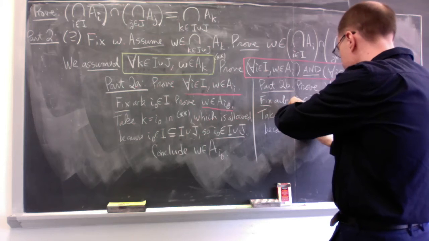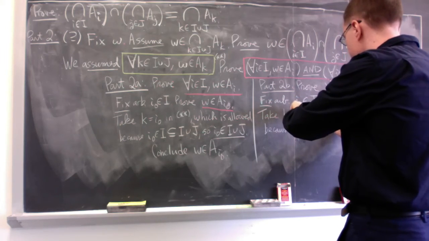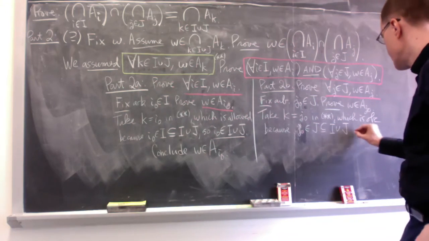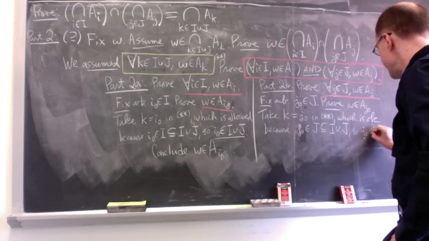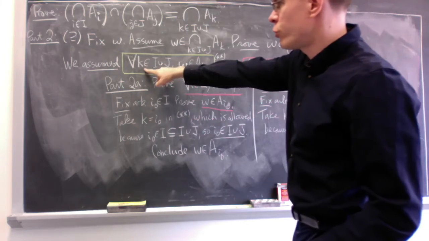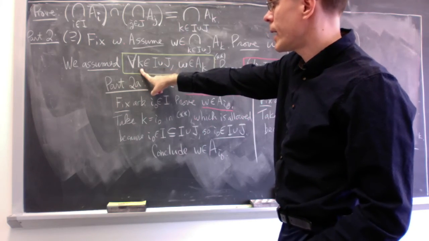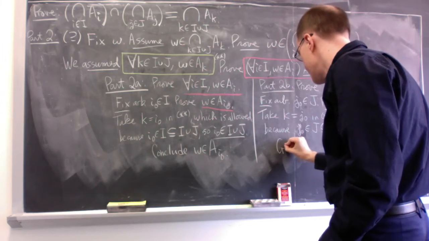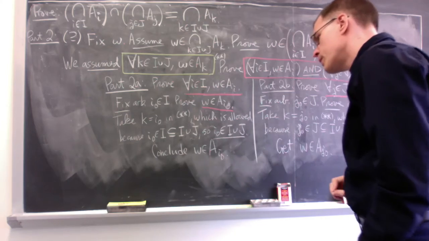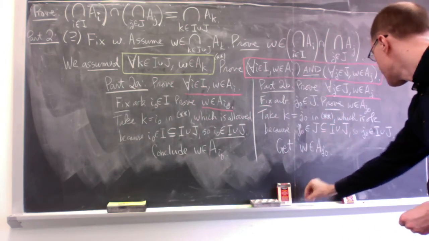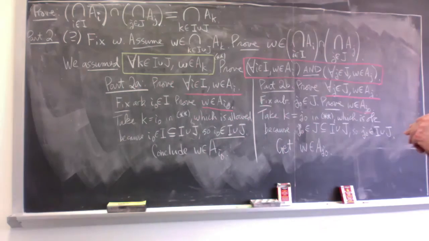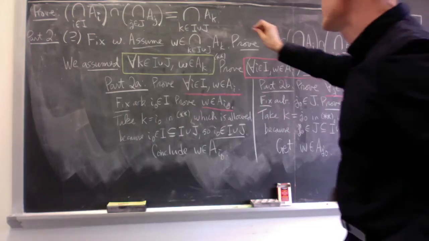is in J, capital J, which by a previous theorem on subsets, capital J is a subset of I union J, and therefore J naught is in I union J, which is the universe to which this known for all statement applies, and we therefore get that W is a member of A J naught, which was the goal here. Good. So part 2B is done, part 2 is done, the whole thing is done. We're done with that.